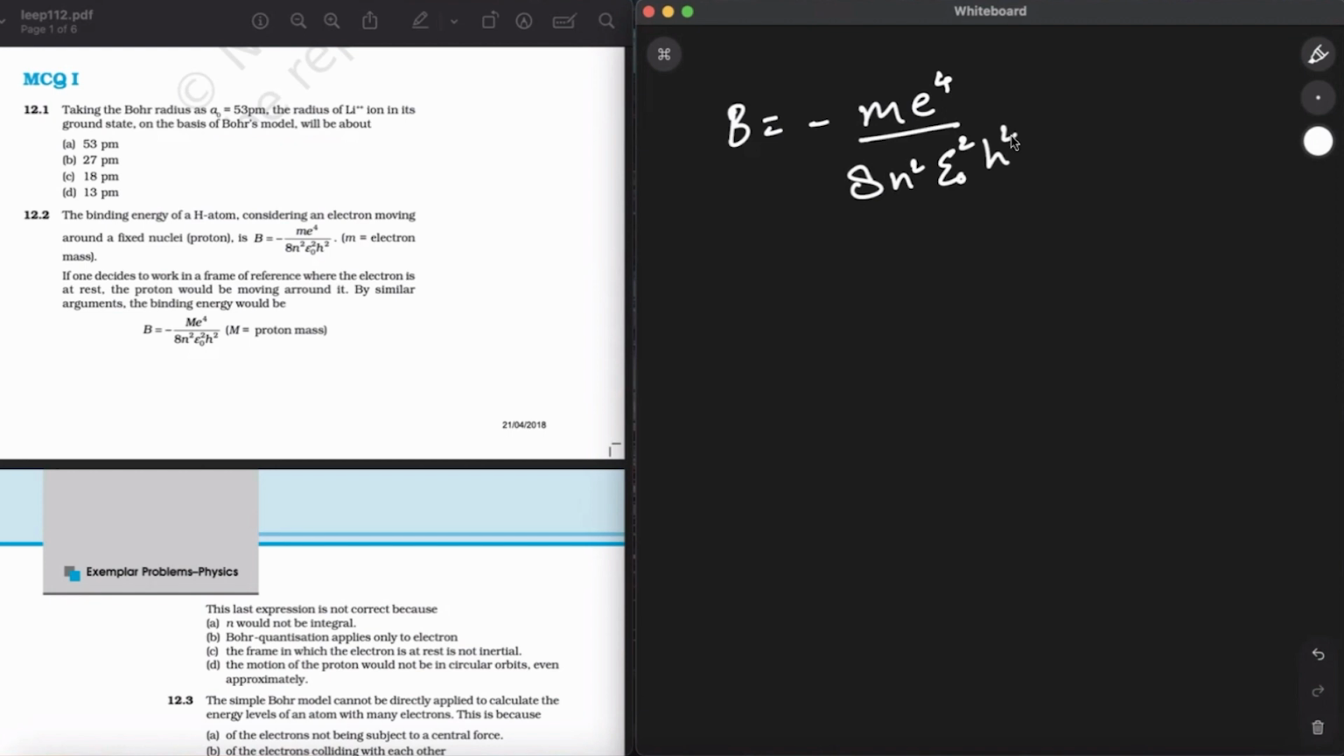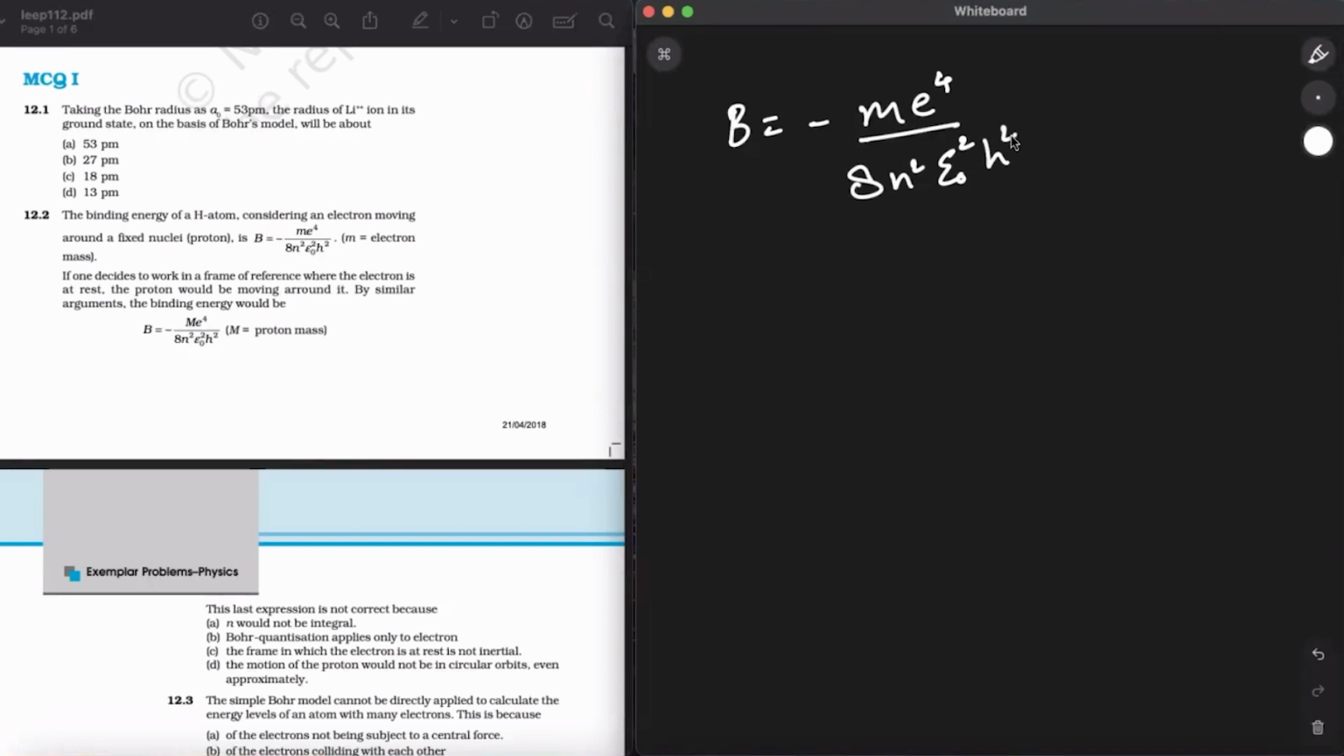we'll go one by one. Statement A says n would not be integral. This statement is incorrect because n is integral. Statement B is Bohr quantization applies only to electrons. This statement is also incorrect because Bohr's quantization is not only limited to electrons. That is a myth, actually, that Bohr's quantization is secluded only to electrons, but it is not like that. It can be further explained.